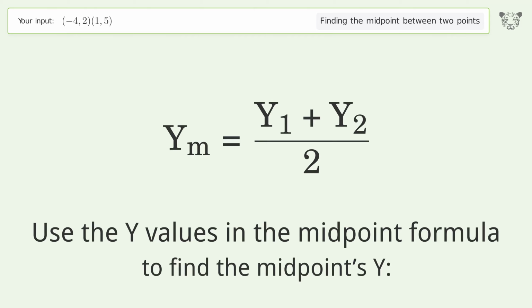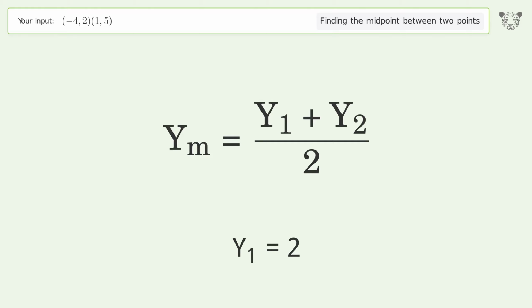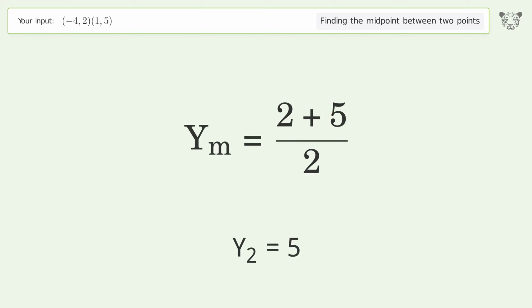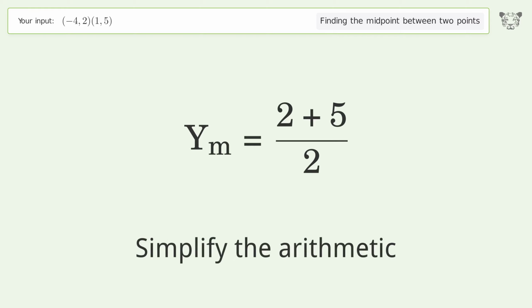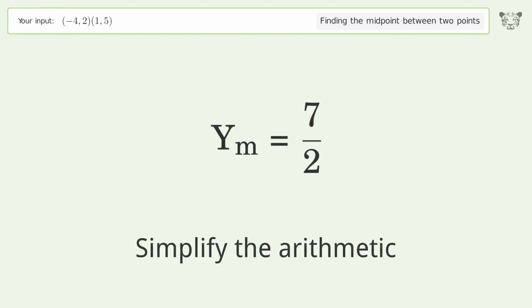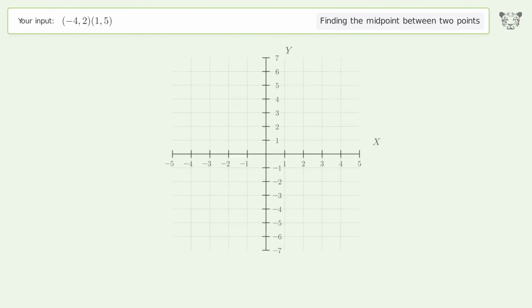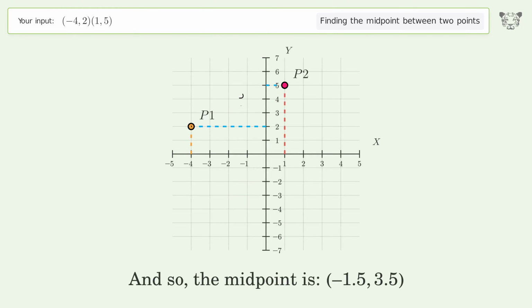Use the y values in the midpoint formula to find the midpoint's y. y1 equals 2. y2 equals 5. Simplify the arithmetic. And so, the midpoint is, negative 1.5, 3.5.